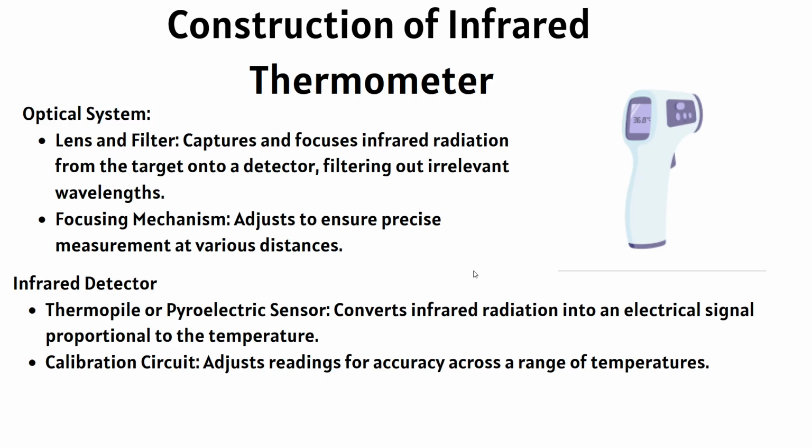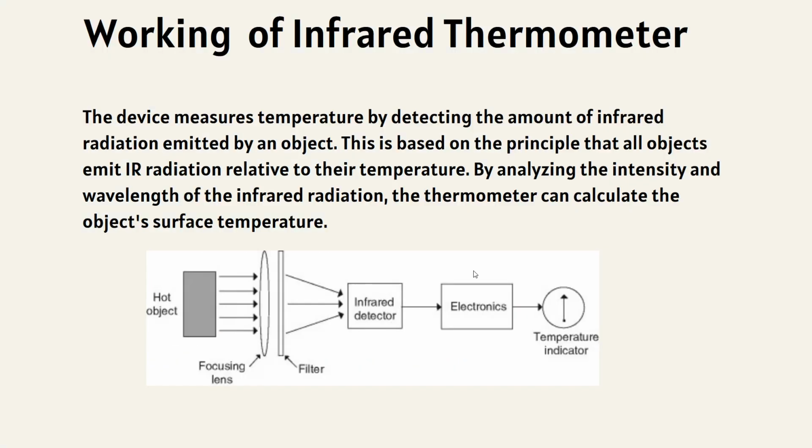Now talking about the infrared detector, it converts the radiation, typically using thermopile or pyroelectric sensors, into a proportional electric signal. It adjusts readings for accuracy across the range of temperatures. Next slide, please.